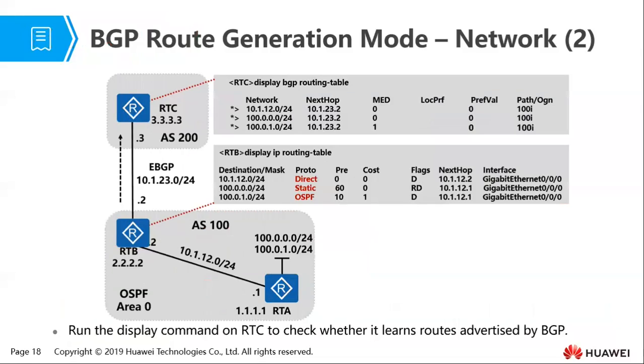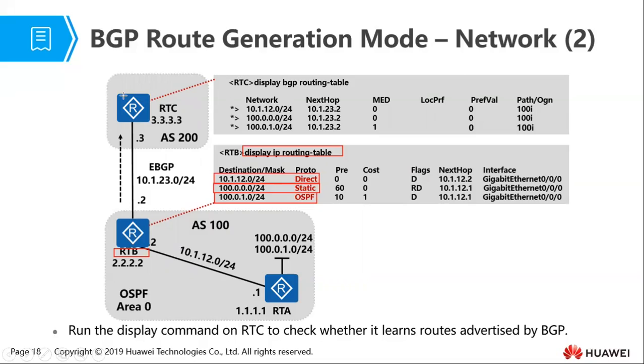Now let's see how this will look. In RTB, if we do display IP routing table, we will see that the 12.0 network is a direct route. We will see that the 100.0.0.0 has been statically configured. So you can see from the protocol there. And you can see that the 100.0.1.0 network was learned through OSPF.